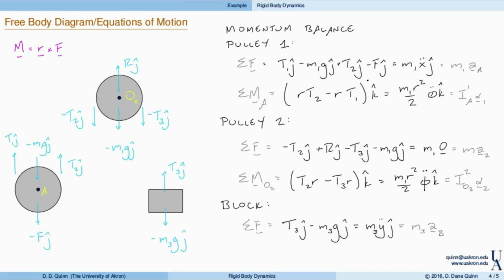So these are the equations of motion. We have linear and angular momentum balance on pulley 1, linear and angular momentum balance on pulley 2, and then linear momentum balance on the block. Notice there's no angular momentum balance because there are no moments produced and the block doesn't rotate. So really, the sum of the moments is equal to 0, I alpha is equal to 0.